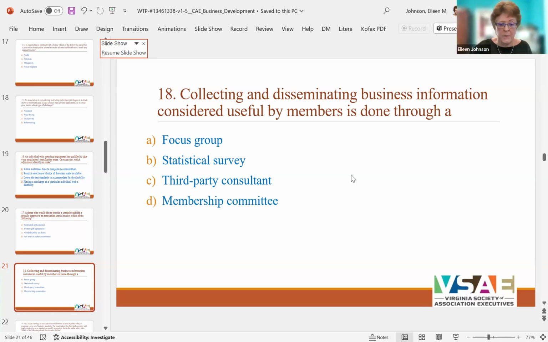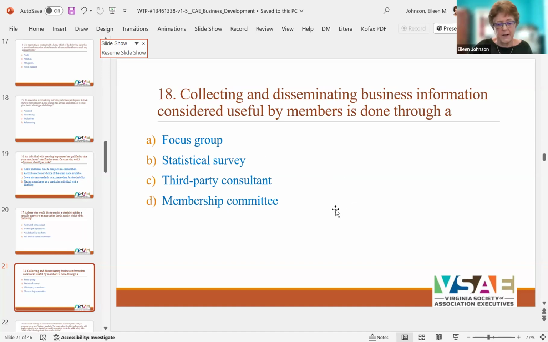And why did you not think third-party consultant? Just because it felt like overkill, like it's something that could be done third party or done in-house. So that's why I wasn't leaning towards that one. Well, that's the answer: third-party consultant. And I think it is because membership committee is usually not focused on doing research like that. Statistical survey, that's too narrow.